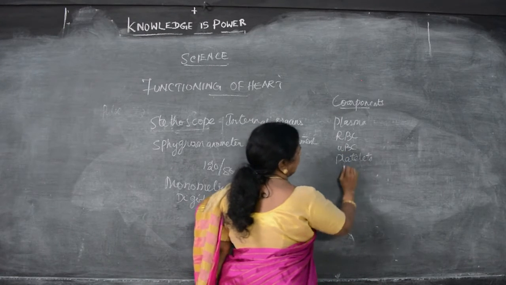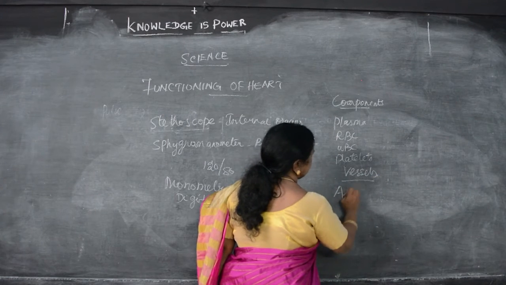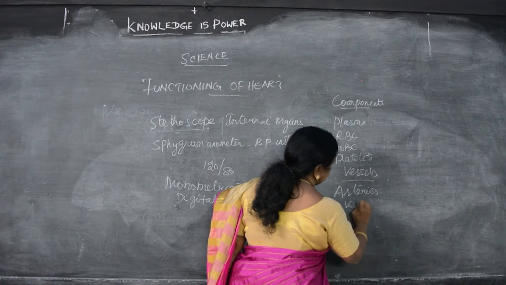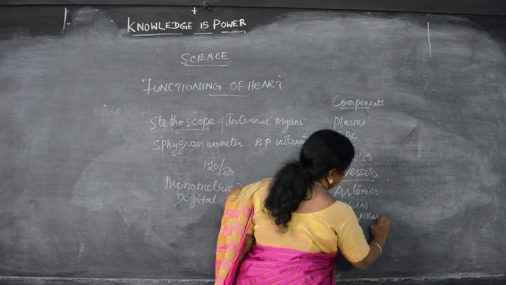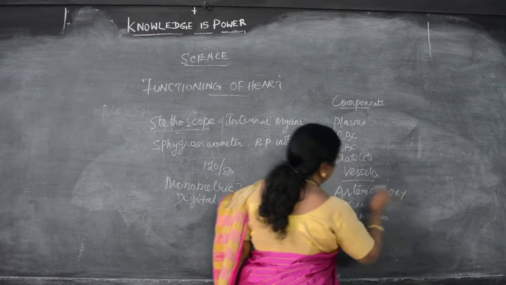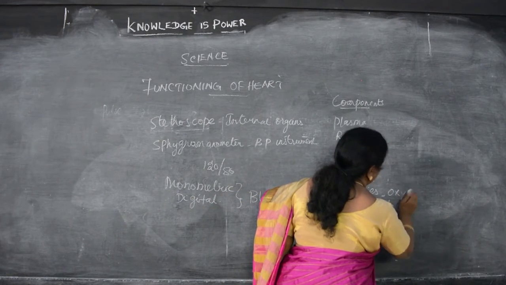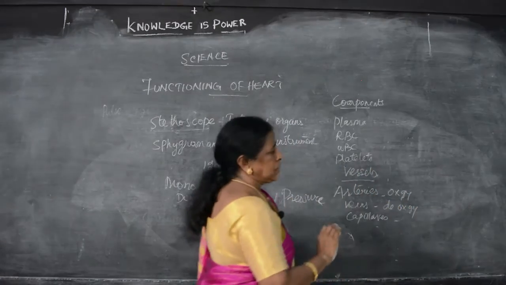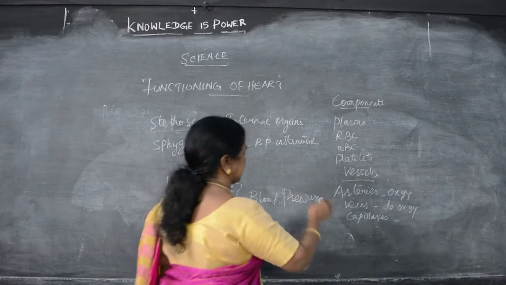These are the components. Blood vessels: arteries, veins and capillaries. Arteries carry oxygenated blood, veins carry deoxygenated blood, otherwise known as impure blood. Capillaries join together and convert into either arteries or veins, the blood vessels.